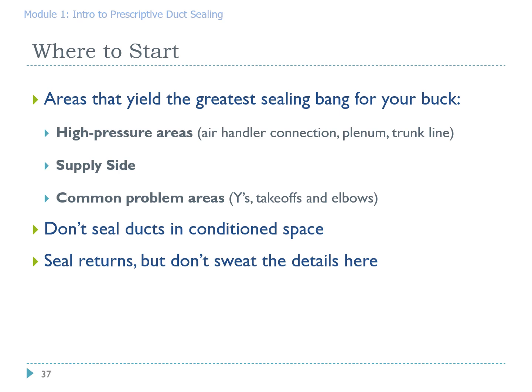The supply side tends to yield more savings than the return side. Common problem areas are the Ys, the takeoffs, and the elbows. Don't seal ducts in conditioned spaces. Well, you can if you want to, but you're not going to see many energy savings from it, that's for sure. Seal the returns. Make sure you get the big stuff on the return side. Sealing the little tiny holes on it is probably not the most cost-effective use of your time.